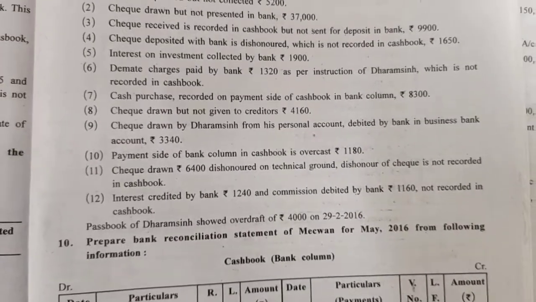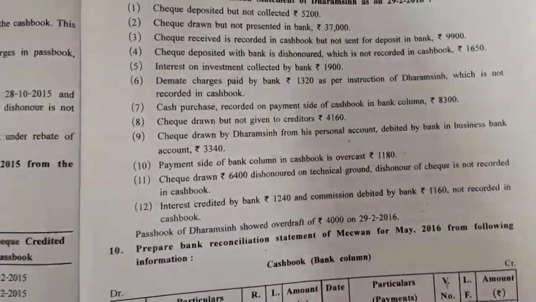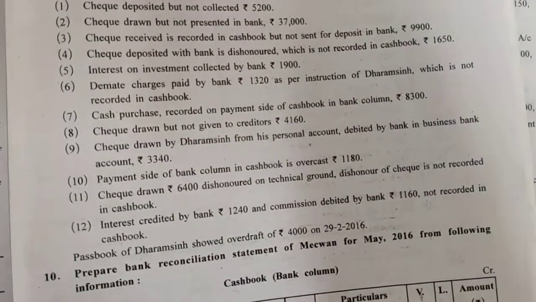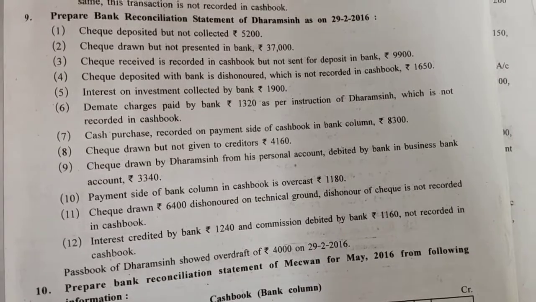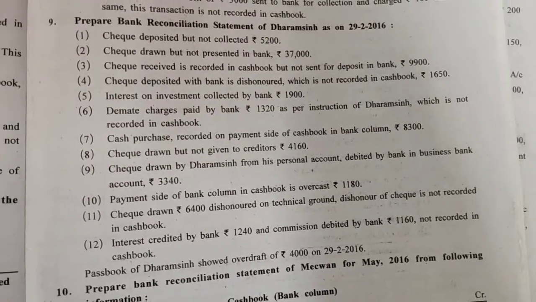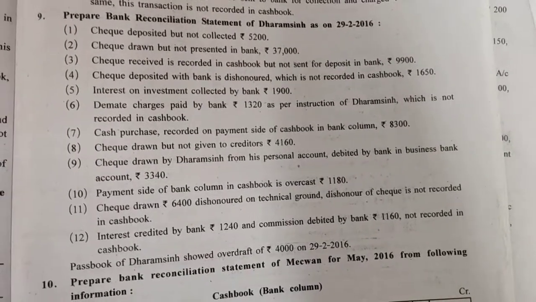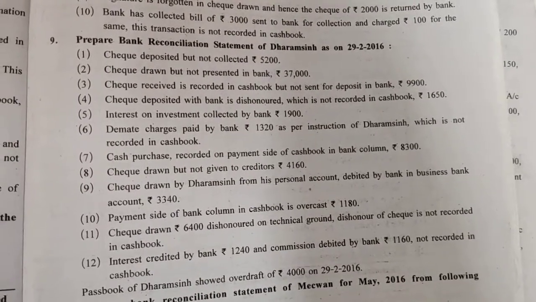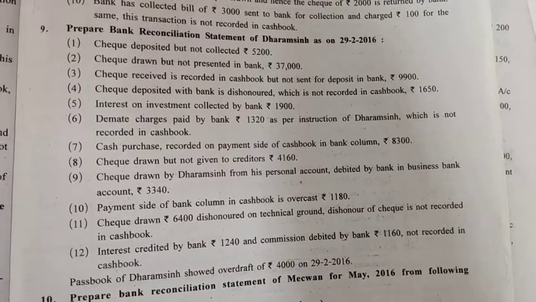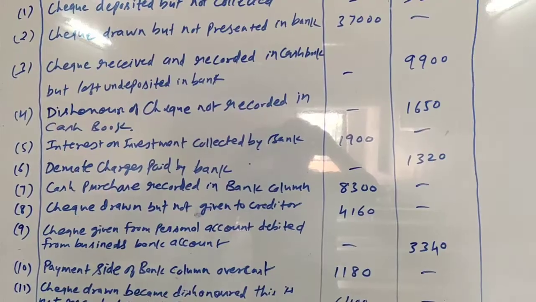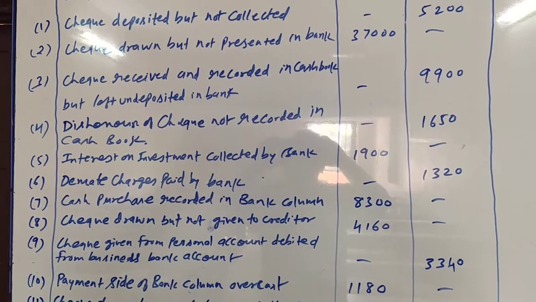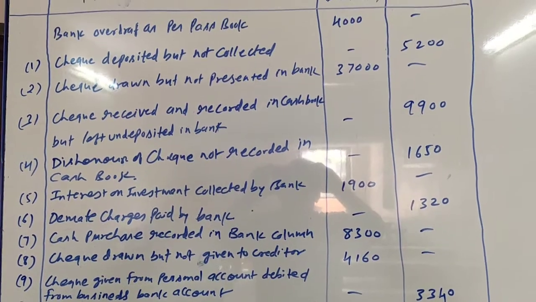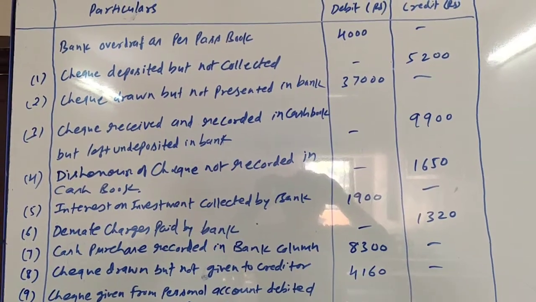Once again, this amount was paid out of cash and supposed to be recorded in cash column, but instead of recording in cash column, it was recorded in bank column. So bank column, it is credited. To nullify this, we have to debit this in our bank reconciliation statement. So here it is. Seventh one, cash purchases recorded in bank column rupees 8300, debit side.